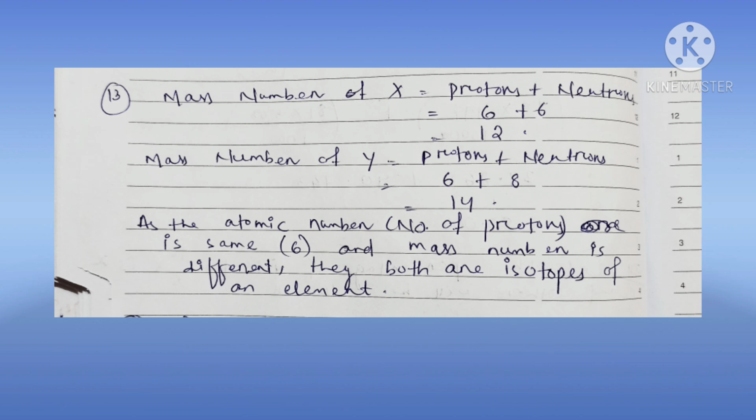Next, question number 13. Composition of the nuclei of two atomic species X and Y is given as under. So it is given protons 6, 6, neutrons 6, 8. So here you can see mass number of X, that is proton plus neutron, we know 6 plus 6, that will be 12. And mass number of Y, that is proton plus neutron, that will be 6 plus 8, 14. So the atomic number, that is number of protons, because when we are taking atomic number, we are calculating the number of protons. It's same, that is 6, and mass number is different. They both are isotopes of an element.